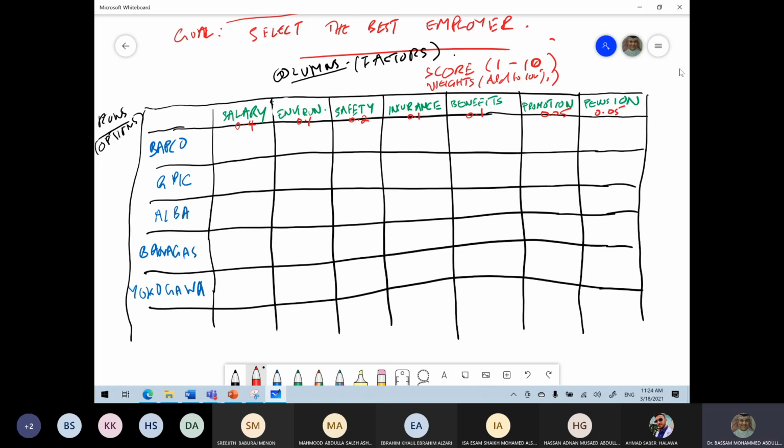I'll just put one number. Can we take it as a fraction, like 7.5? Yes. You can always put a fraction. No one can say no to you in this house. So I'm going to put 7.5. It's not usual, by the way, but it is totally okay. GPIC, how much do you give it? 10. Okay. When you say 10, that means you already know about the salary scale of GPIC.